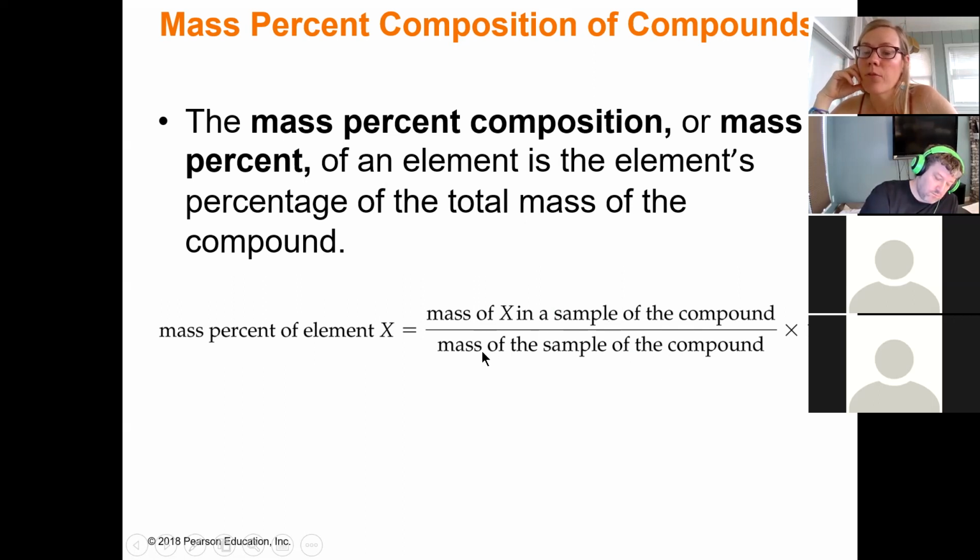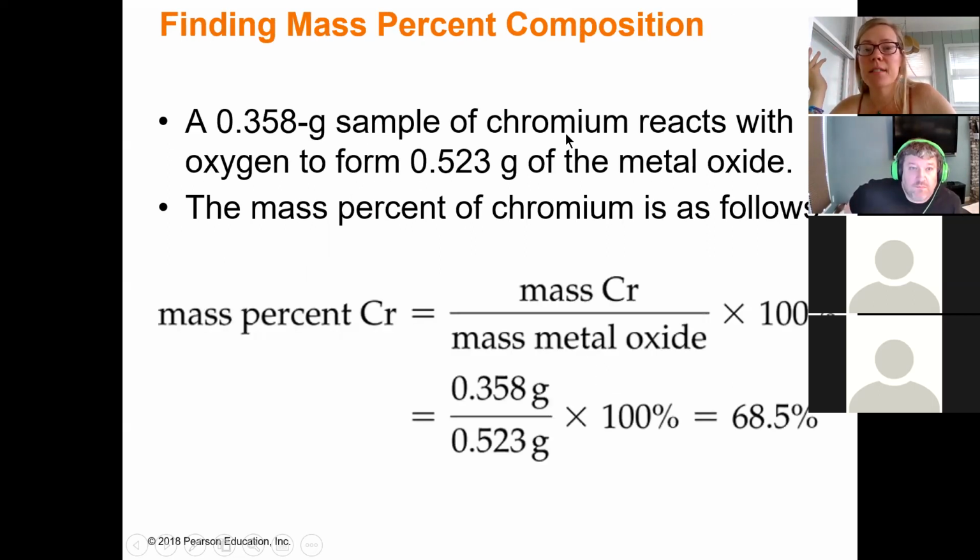Now, where do these mass values come from? You can collect them experimentally. So you may see some problems where they say, hey, the mass of the element is this and the mass of the compound is this. Divide them by each other and multiply by 100. Or you can do it in a theoretical way, where in an idealized situation you would use the values off the periodic chart. So let's look at one using an experimental value.